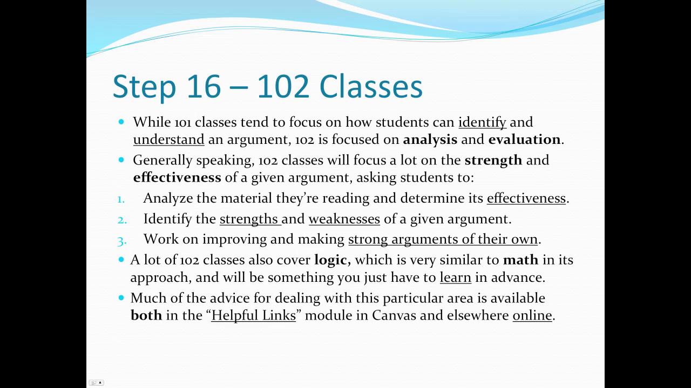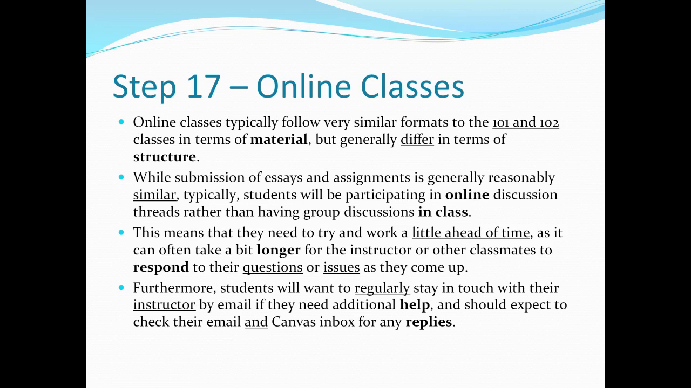Step 16. 102 classes. While 101 classes tend to focus on how students can identify and understand an argument, 102 is focused on analysis and evaluation. Generally speaking, 102 classes will focus a lot on the strength and effectiveness of a given argument, asking students to: 1. Analyze the material they're reading and determine its effectiveness. 2. Identify the strengths and weaknesses of a given argument. And 3. Work on improving and making strong arguments of their own. A lot of 102 classes also cover logic, which is very similar to math in its approach and will be something you just have to learn in advance. Much of the advice for dealing with this particular area is available both in the Helpful Links module in Canvas and elsewhere online.